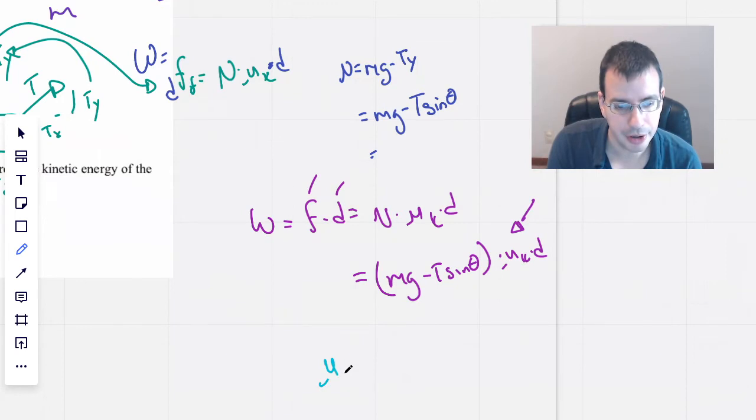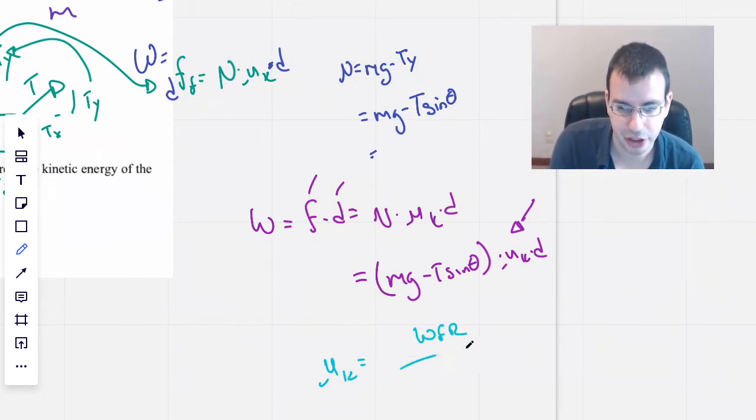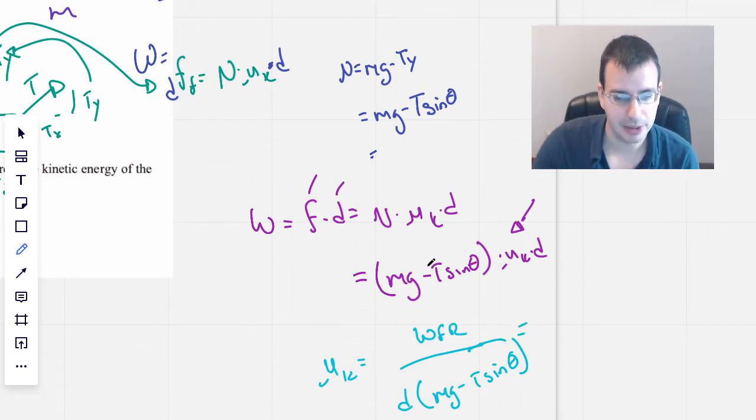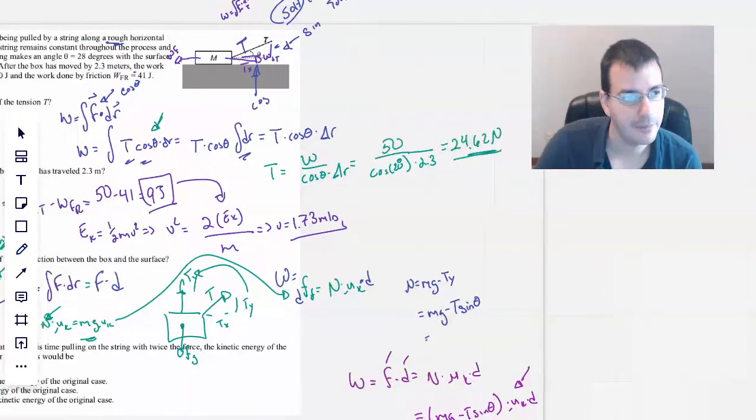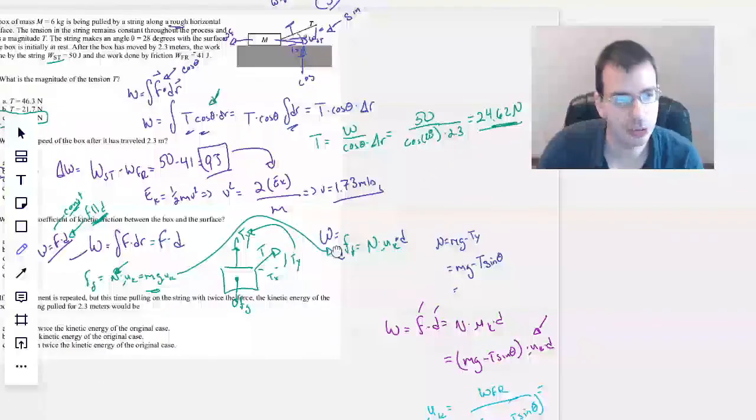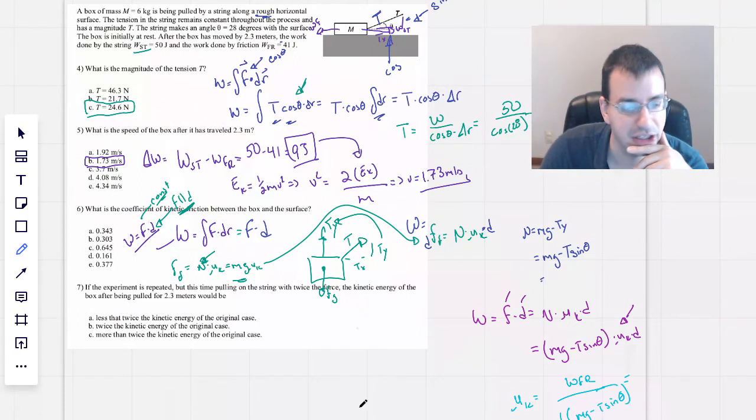So the coefficient of friction kinetic equals work due to friction over distance times mass times gravity minus T sine of theta. So I'm going to do this probably in parts. Let me zoom out a little bit so I can get a good scope of life. So we know what tension is.